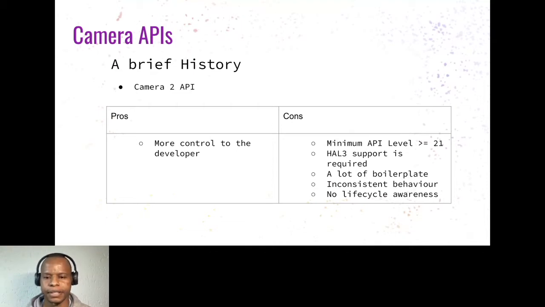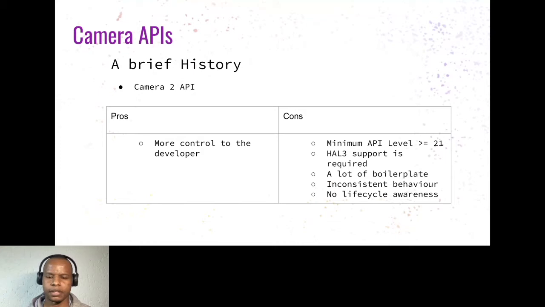So if you have a very simple use case that involves simply showing the camera feed or taking a picture, you end up with a whole lot of boilerplate just to do a simple thing. This isn't very good at all because it means you have a lot of code, which makes your code more prone to errors. The learning curve for this camera API is quite steep as well.